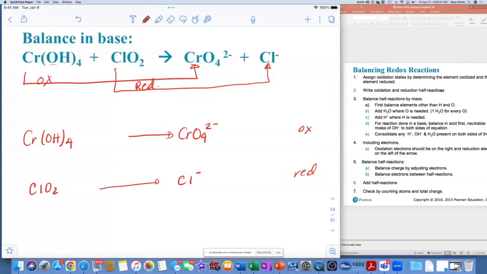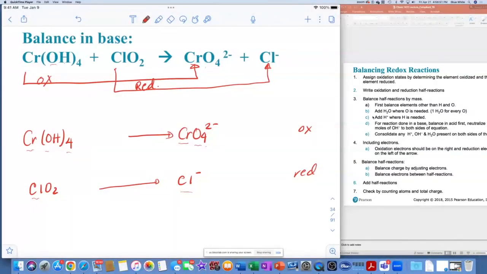Okay. Now let's go through and follow the rules. I've done this part, number 2. Number 3 says first balance half reactions by mass. First balance elements other than hydrogen and oxygen. Okay. So real quick, I have one chromium here, one chromium here. One chlorine here, one chlorine here. My non-oxygen, non-hydrogens are balanced, right? And B says add water where oxygen is needed. So over here I have 4 oxygens, and on the right I have 4 oxygens. So my oxygens are good.